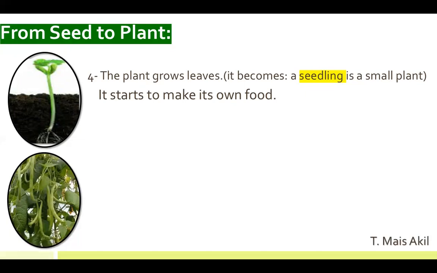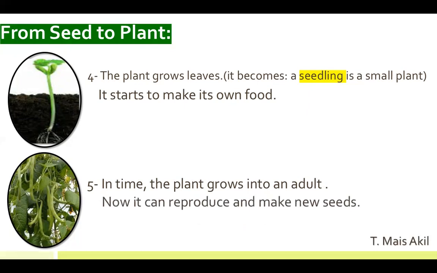After that, the seedling grows into an adult plant. In time, the plant grows into an adult plant. And this adult plant now can reproduce and make new seeds. So the seedling is the small plant. It cannot reproduce, but once it becomes an adult plant, it can reproduce.